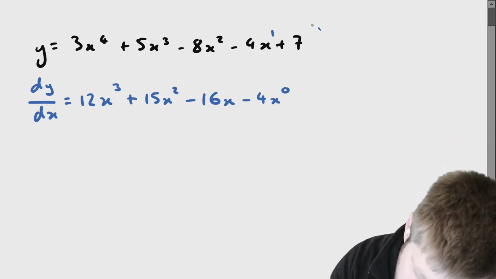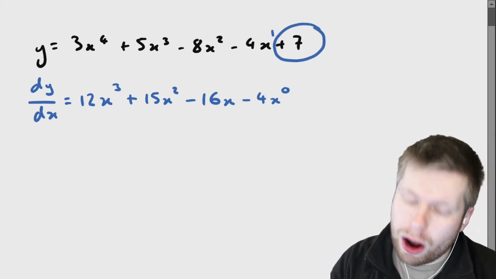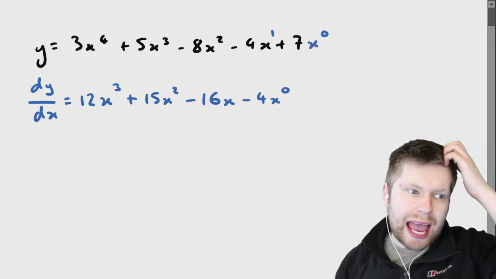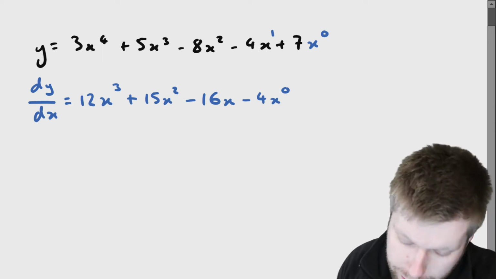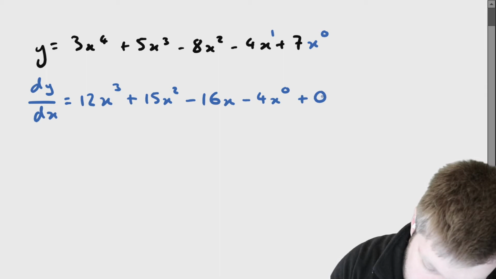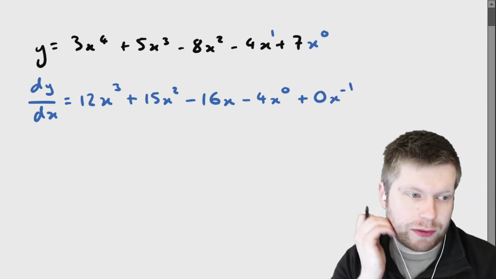And then finally, if I look at the last term, well, there's no power of x written there, but there is a power of x, it's just that power is 0, because of course x to the power of 0 is just 1, okay? So if I bring the power down, it becomes 7 times 0, which is just 0, okay? Then I reduce the power by 1, becomes x to the power of negative 1.